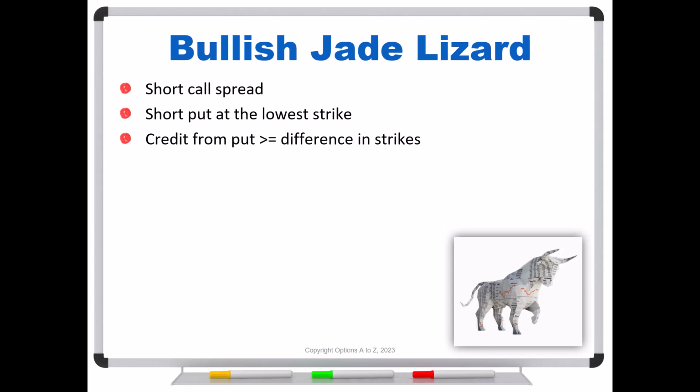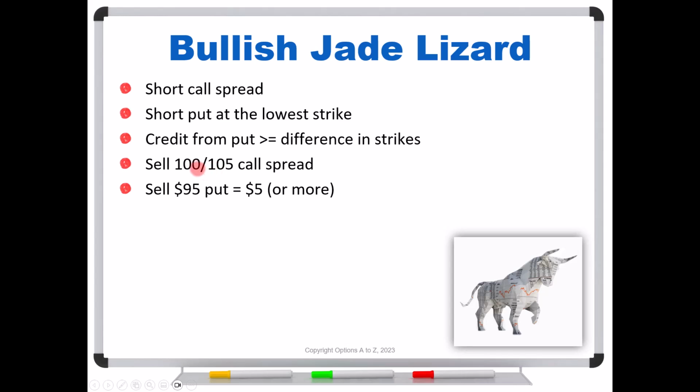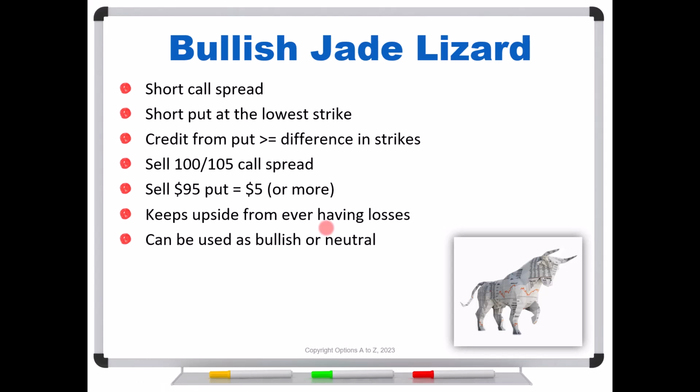So for example, let's say that you sell the 100-105 call spread. And if you did that, you might choose to sell the $95 put for $5 or more. And again, because we have a $5 difference in strikes, if you get $5 or more, it keeps the upside from ever having losses. So again, you can use this as bullish, bearish, neutral, or any shade in between. But most of the time, the Jade Lizard is going to be kind of a neutral to slightly bullish strategy.